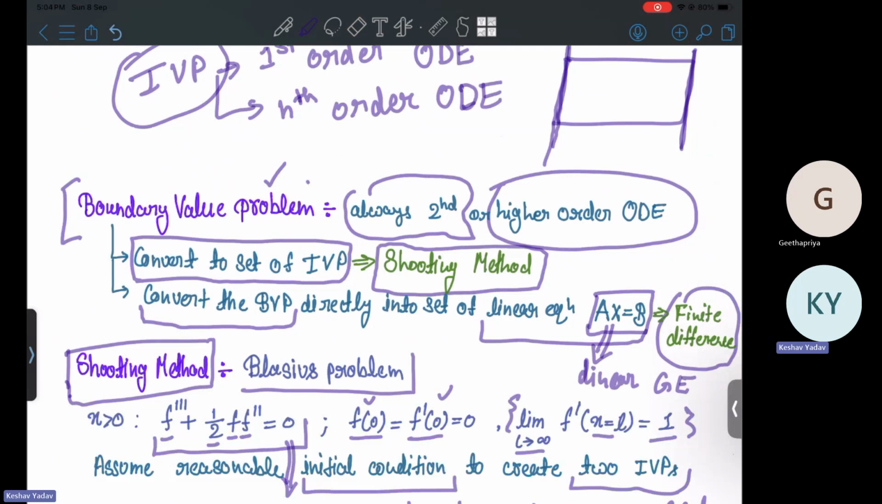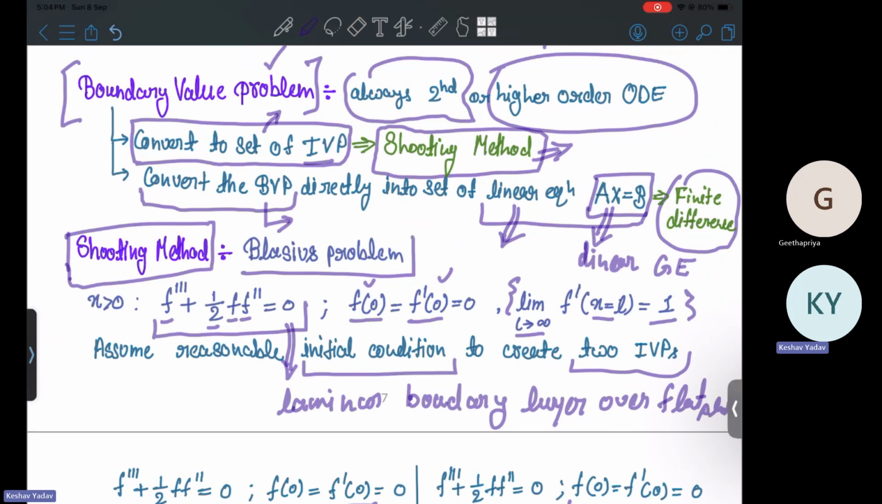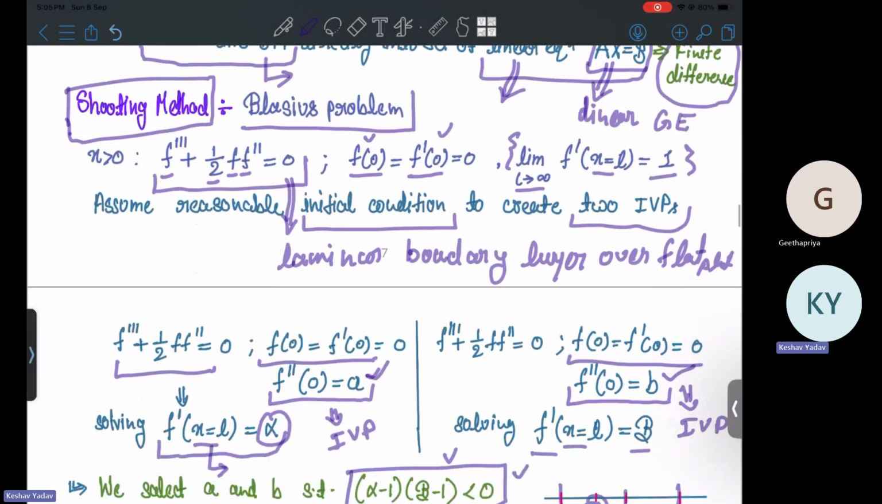Then we came to the boundary value problem. The boundary value problem can be solved either by converting it into an initial value problem, a method known as the shooting method, or it can be solved directly by changing it into a system of linear equations. And how can we change it into a system of linear equations? By using either the finite volume method, finite element method, or finite difference method. Here we will see only the finite difference method.